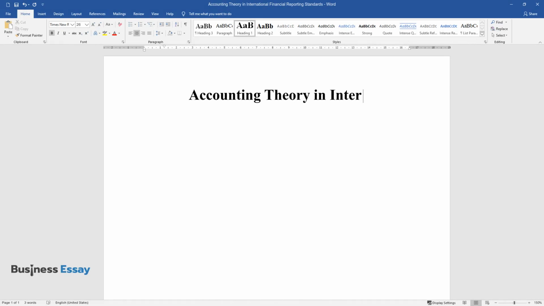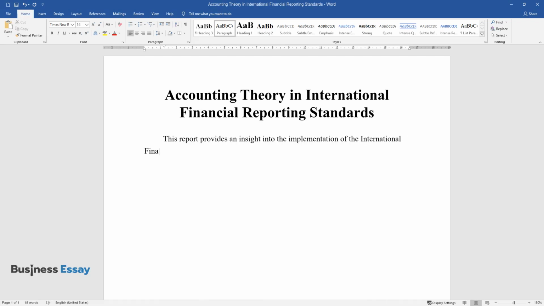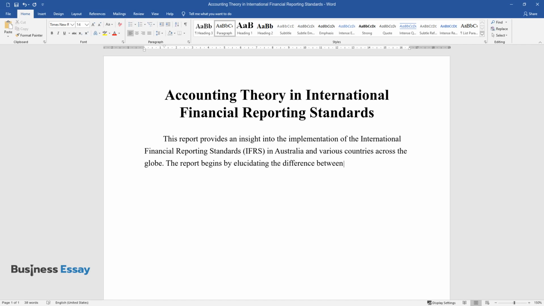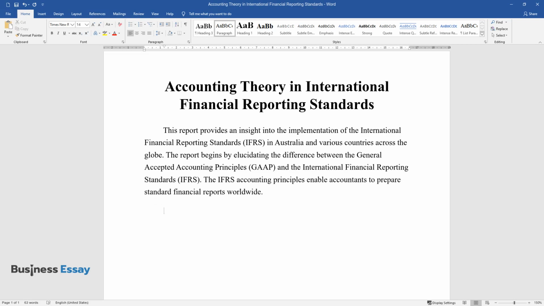Accounting Theory and International Financial Reporting Standards. This report provides an insight into the implementation of the International Financial Reporting Standards, IFRS, in Australia and various countries across the globe. The report begins by elucidating the difference between the Generally Accepted Accounting Principles, GAAP, and the International Financial Reporting Standards, IFRS. The IFRS accounting principles enable accountants to prepare standard financial reports worldwide.